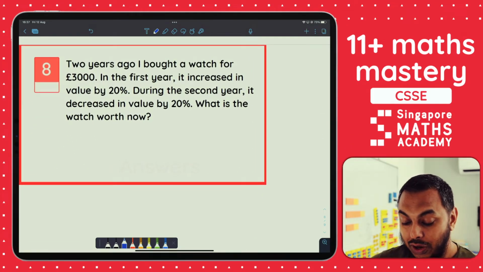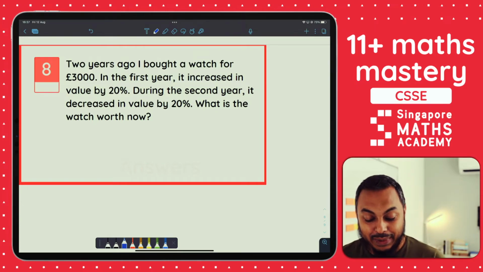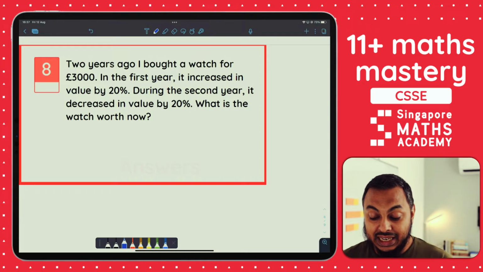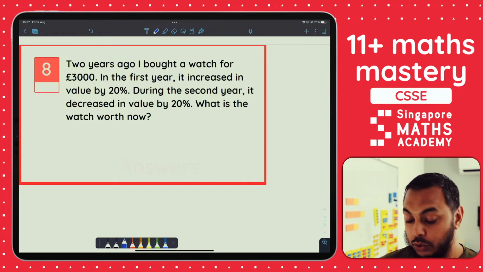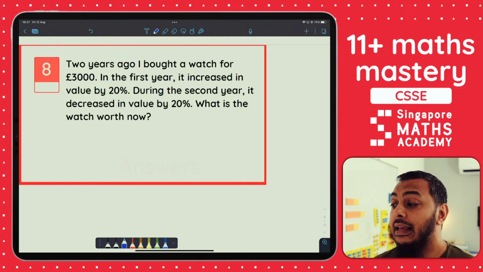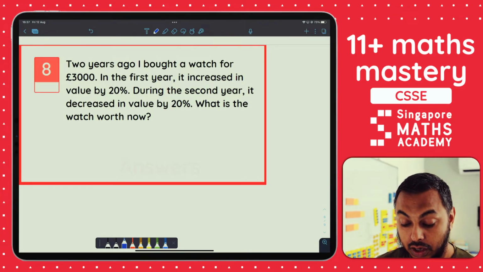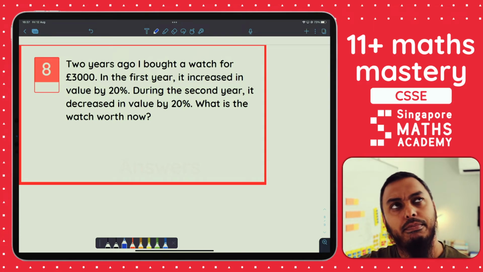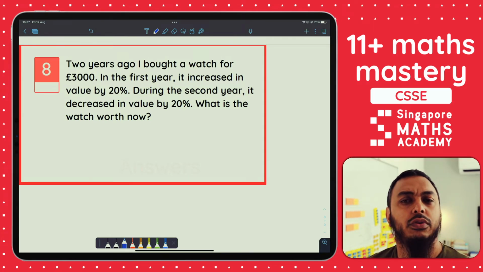2 years ago, I bought a watch for £3,000. In the first year, it increased in value by 20%. During the second year, it decreased in value by 20%. What is the watch worth now? The common mistake here is to write £3,000 as your answer. You went up by 20, you went down by 20, it must be the same amount then, right? Plus 20%, take away 20%, back to the original amount.